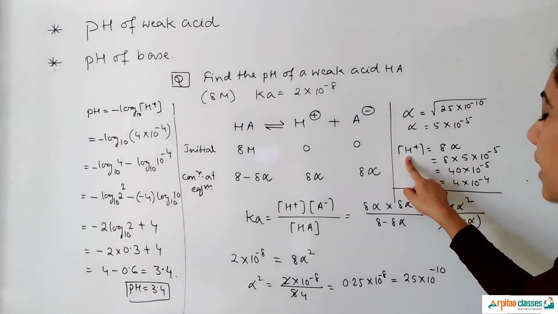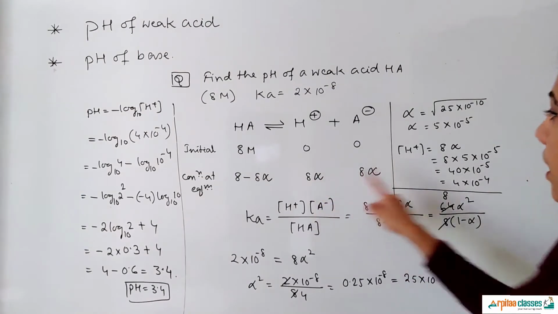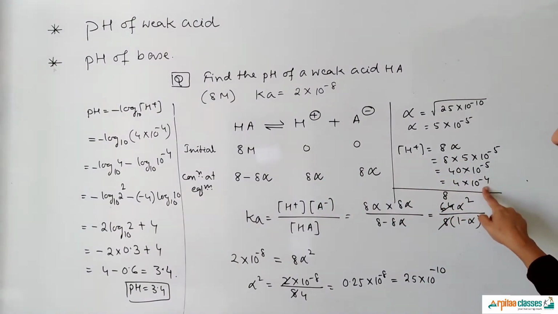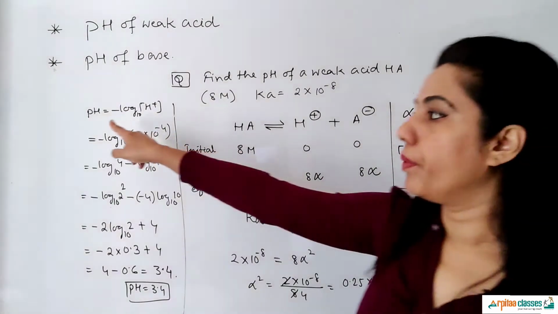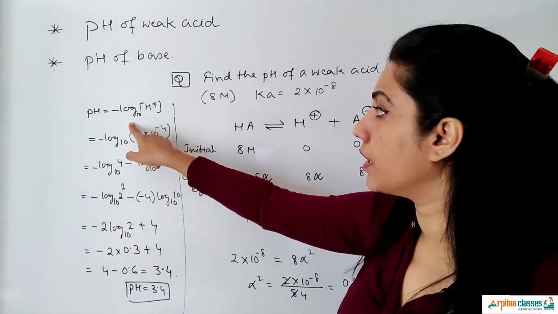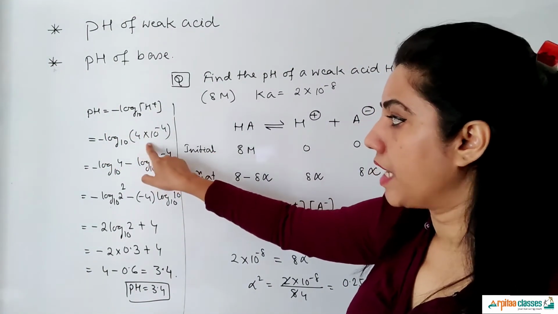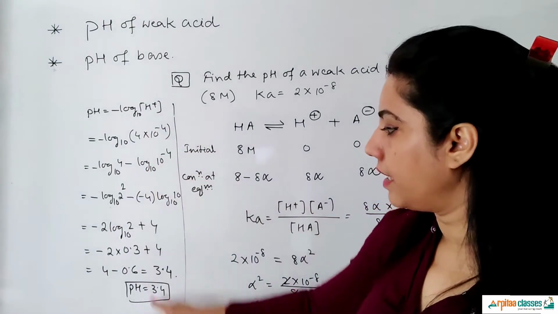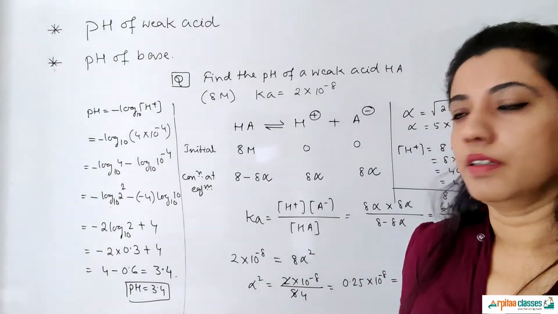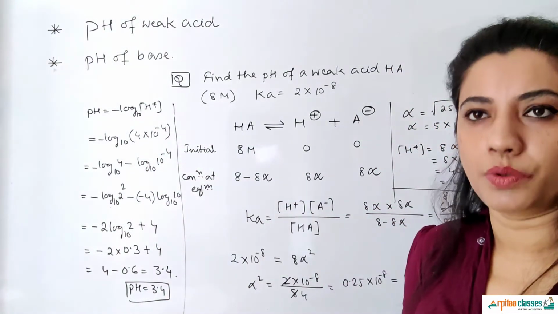Now we are calculating H plus, which is 8 alpha. So 8 into this value, which is giving you this. Now finally we come to pH, which is minus logarithm to the base 10 of H plus ion concentration. You are putting the value, and then you are calculating the pH of this particular solution.